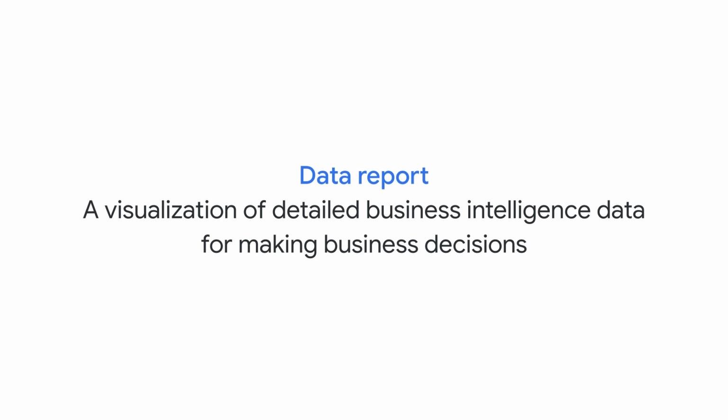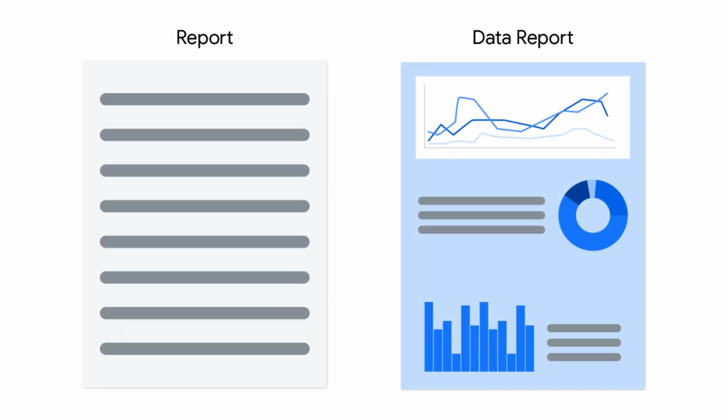Unlike text-based reports similar to a news article or science publication, a data report is a visualization of detailed business intelligence data for making business decisions. Data reports visually present data insights with a focus to take action on business needs or objectives. Data reports inform and educate, whether it's a research report presenting the findings of a study, a progress report with project status updates, or a financial report highlighting business performance.